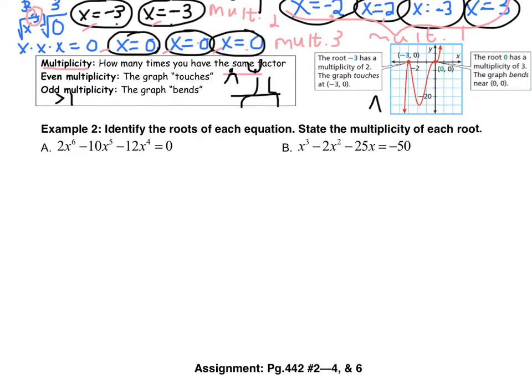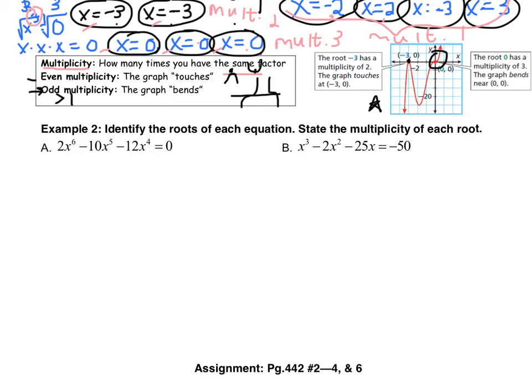So let's look at this graph right here. It's the same graph as the answers for example 1a. Remember how we had 2 -3s for our answer? So 2 is even, which means that the graph would just touch the x-axis at -3, and sure enough, that's what the graph did. And remember how we had 3 zeros? Since the multiplicity was 3, and that's odd, the graph would bend at 0. And sure enough, you can see right there at 0, the graph bends. So it really helps us figure out the shape. And we will do more with graphing them, so that's just another piece of information.